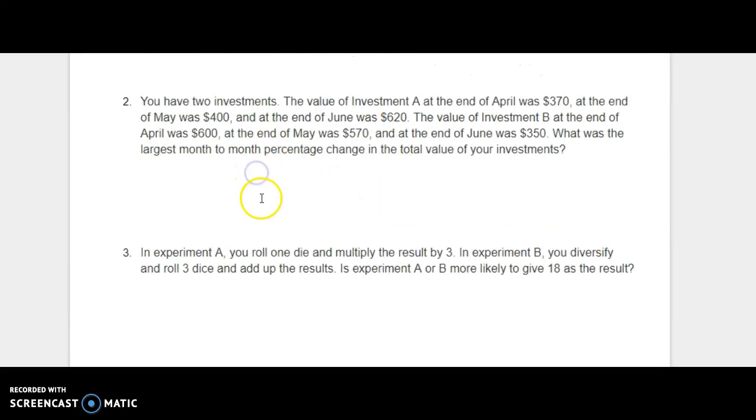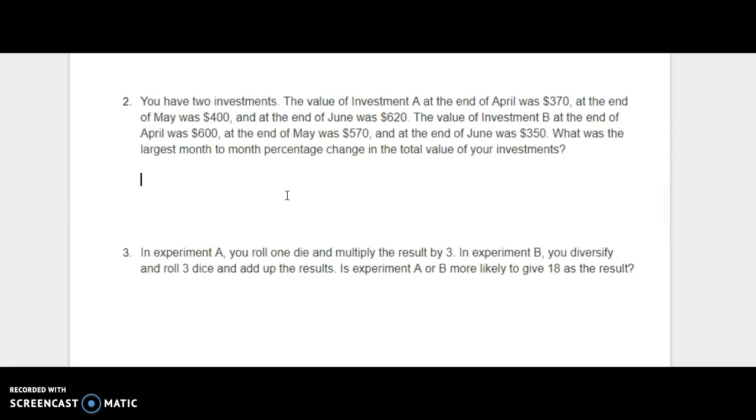All right, let's take a look at 2 other investments here as well. So we have 2 investments, and the value of investment A at the end of April was $370, at the end of May was $400, and at the end of June was $620. The value of investment B at the end of April was $600, at the end of May was $570, and at the end of June was $350. What was the largest month-to-month percentage change in total value of your investments?